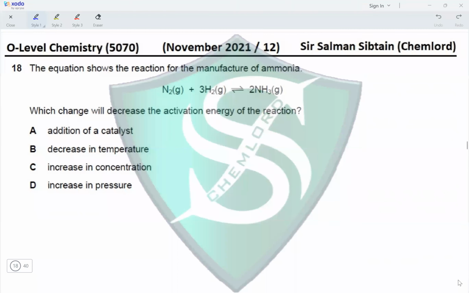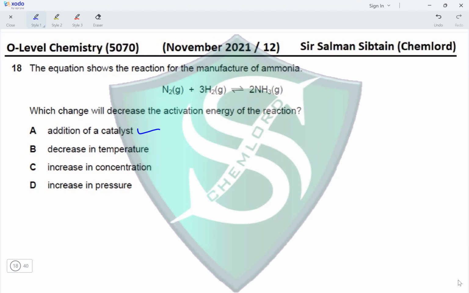Question 18. The equation shows the reaction for the manufacture of ammonia. Which change will decrease the activation energy for the reaction? A decrease in activation energy is caused by the presence of a catalyst. Option A says addition of a catalyst. Option A is correct.